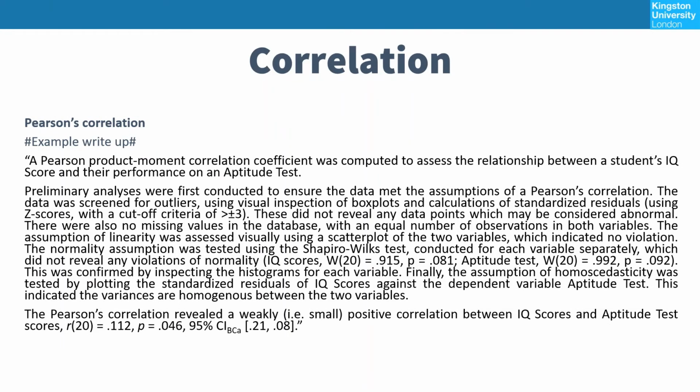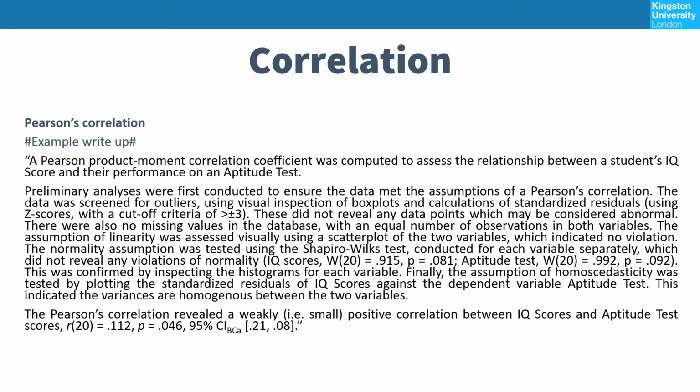And here's an example of how you would write up the findings of a correlation analysis in your papers. So you'd mention something like a Pearson's product moment correlation coefficient was computed to assess the relationship between, let's say, students' IQ score and their performance on an aptitude test. It's always good to remind your readers of what exactly your analysis was looking at without them having to search your entire paper.